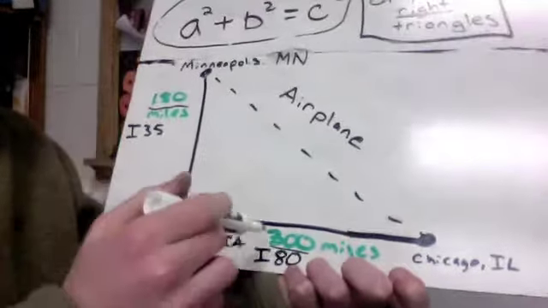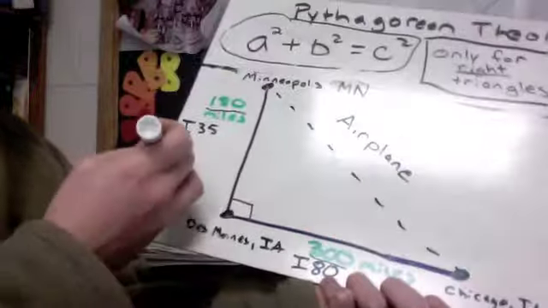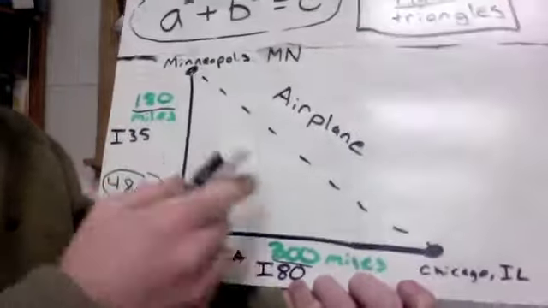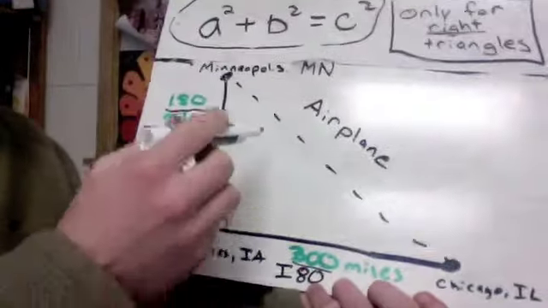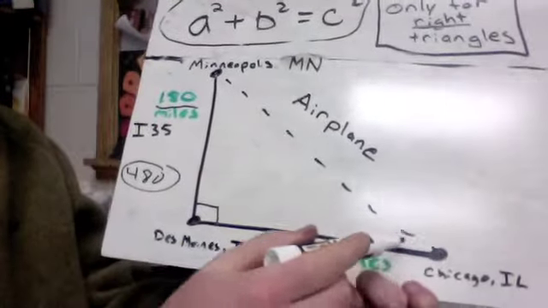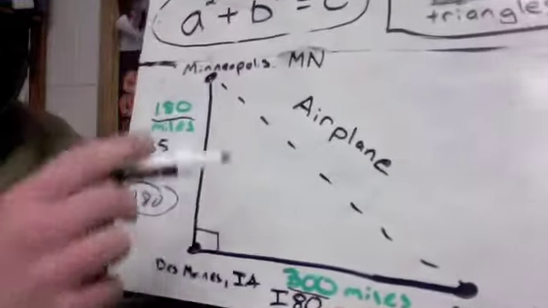So if I look at what I have here, I have 180 and 300 miles. So the total trip here in the car is going to be 480 miles. Now obviously it'll be faster with an airplane, but I want to know the mileage. For an airplane, you're just going to take a direct route from Minneapolis to Chicago. Since this makes a right triangle, I can use the Pythagorean theorem.